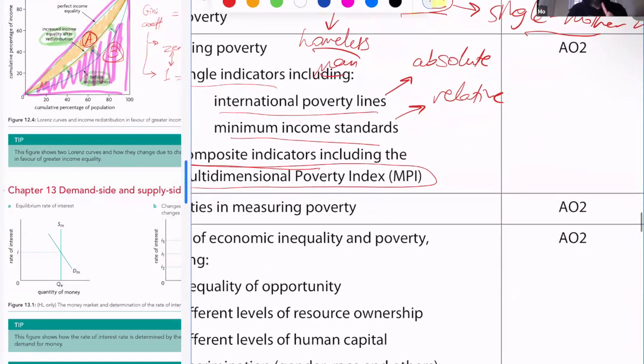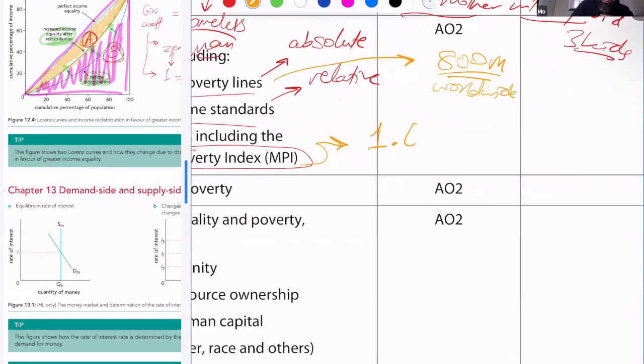So I'm going to tell you something interesting. Using international poverty lines, there's an estimated 800 million people worldwide living in absolute poverty. Using the MPI, so not just looking at income, but looking at access to energy, opportunities, electronics, basically all of these basic things, the MPI estimates there are 1.6 billion people worldwide who are what we call multidimensionally poor. Do you see the difference? 1.6 billion is twice as much as 800 million.